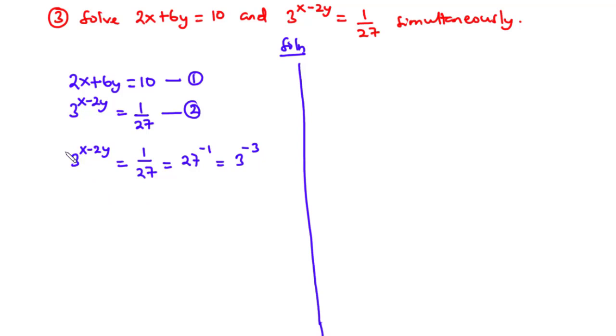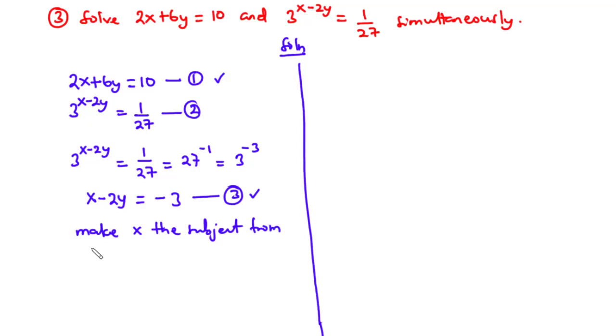Therefore, since we have the same base, which is 3, we can compare their exponents. So we have x minus 2y equals negative 3. Let's call this equation 3. So we are going to solve equation 1 and equation 3 simultaneously. So we can make x the subject from equation 3 and substitute that into equation 1.